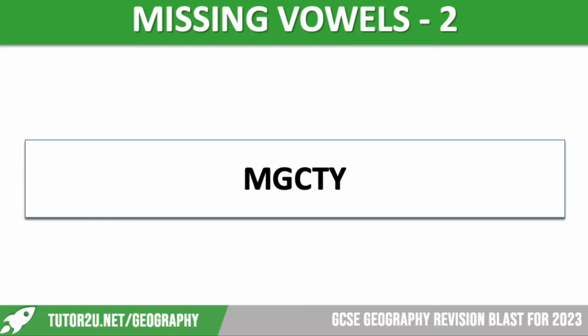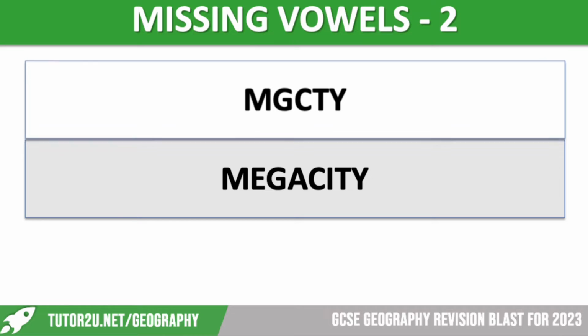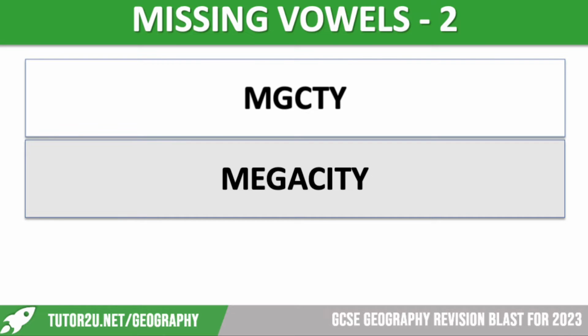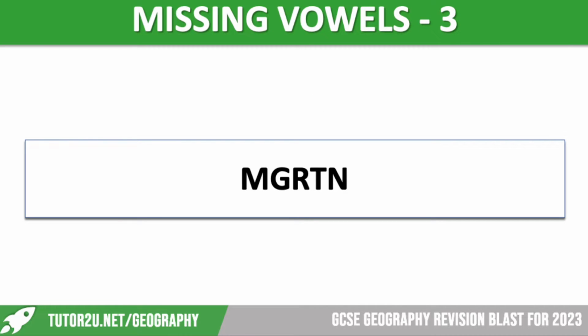Okay, have we worked this one out yet? It is megacity. So a megacity is a city with 10 million or more inhabitants. Okay, this one looks a bit easier. It has slightly fewer vowels, so therefore not quite so many missing letters.